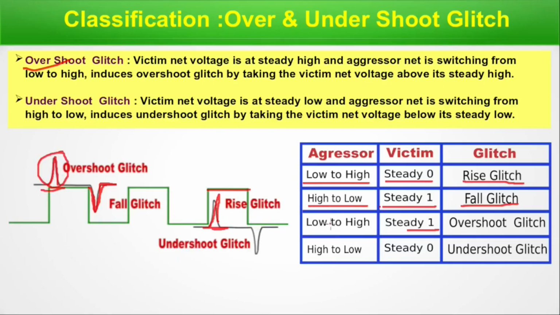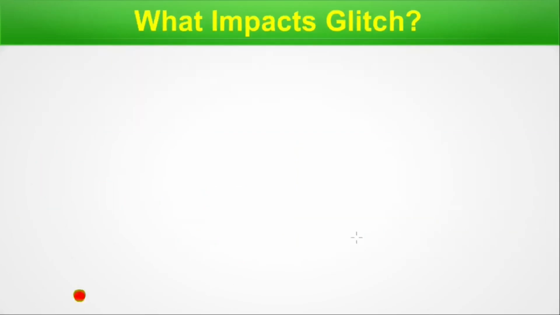And the opposite happens in the case of an undershoot glitch. The victim net voltage is at steady low, already low, and the aggressor net is switching from high to low. So when it moves from 1 to 0, it pulls down the victim net, inducing an undershoot glitch by taking the victim net voltage below its steady low, below the allowable low. That is the undershoot glitch. So we are done with the slide. Let's move to the next slide.